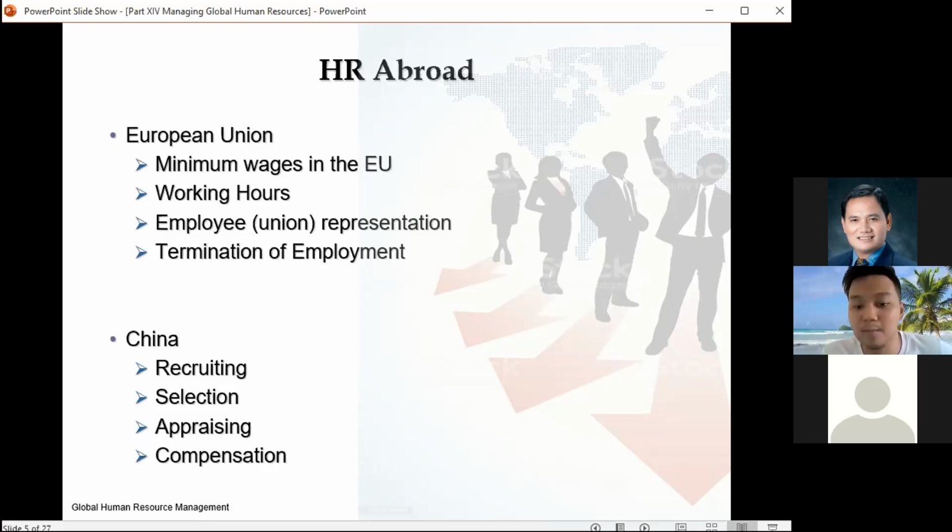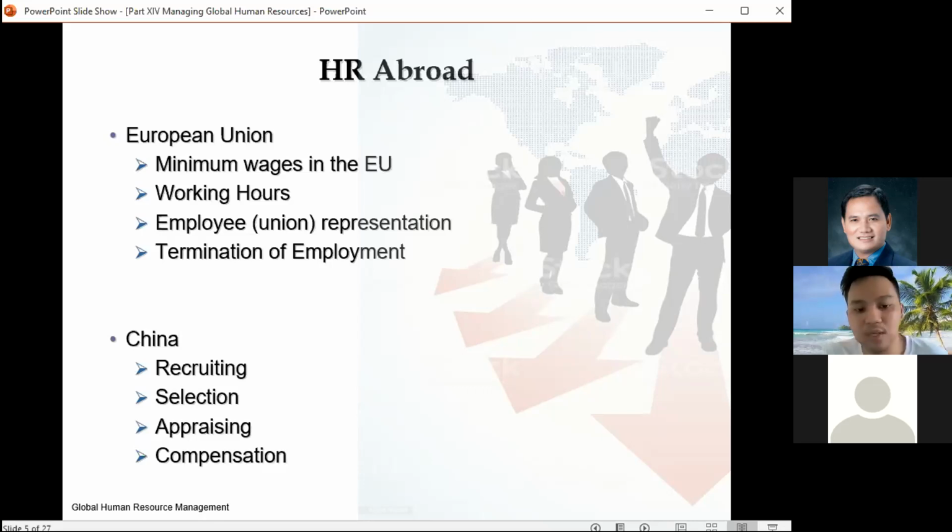And employee or union representation. So this EU or the European Union has many levels of employee representation. So for example, in France, employers with 50 or more employees must consult with their employees' representatives on matters like work conditions, training, profit sharing plans and layoffs.